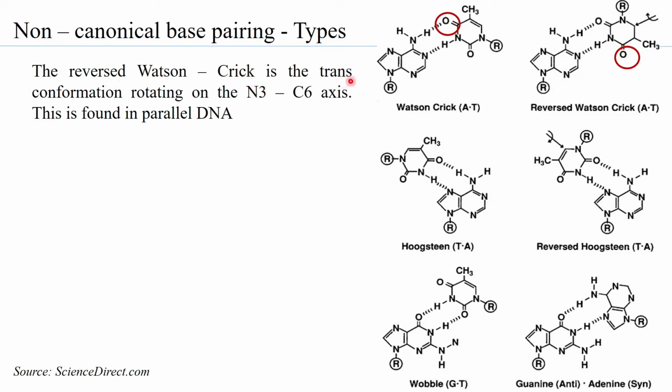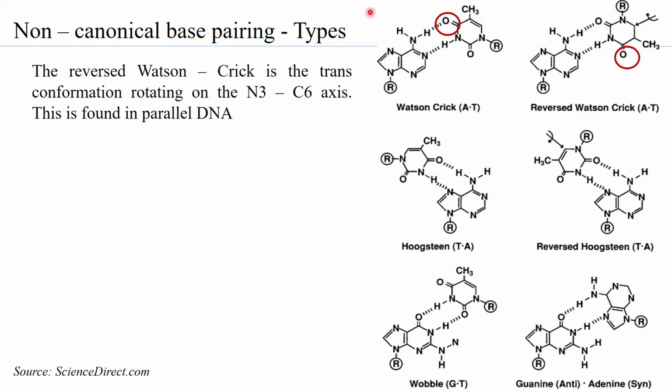You will never find a reverse Watson and Crick in an anti-parallel DNA, but you can find it in a parallel DNA. So when you have two single strands of DNA coming together in such a way that both the strands are parallel, that is one strand 5 prime to 3 prime, the other strand also 5 prime to 3 prime. When you understand anti-parallel, it is always one strand 5 prime to 3 prime and the other strand 3 prime to 5 prime.